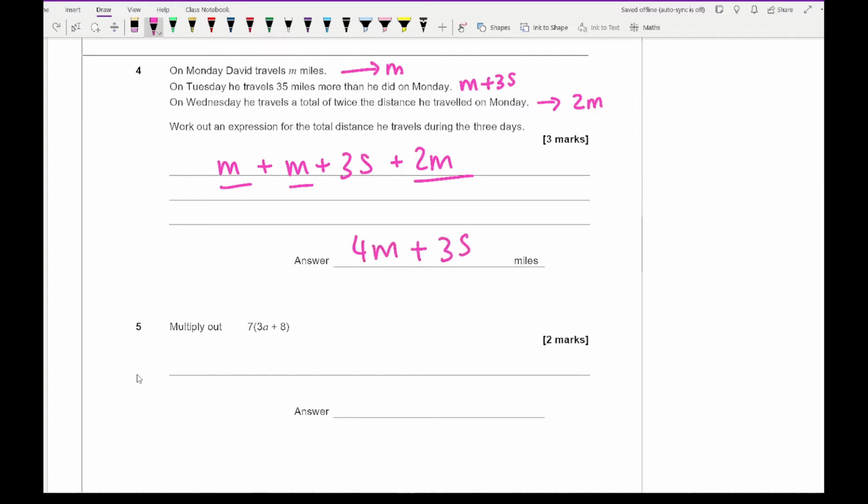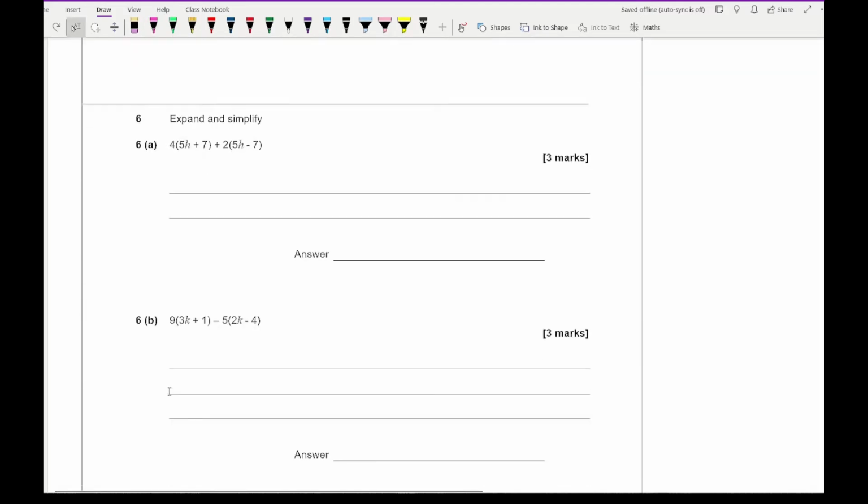Question 5, it says multiply out the brackets, so we've got 7 times 3, which is 21a, plus 7 times 8, which is 56. So the correct answer is 21a plus 56. For question 6, it says expand and simplify. So again, going through the expansion, we've got 20h plus 28 plus 10h minus 14. In collecting the h's together, we get 30h, and then 28 minus 14 is positive 14.